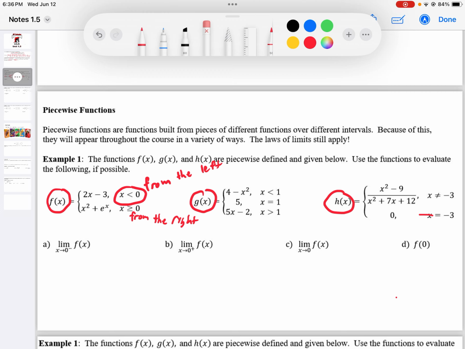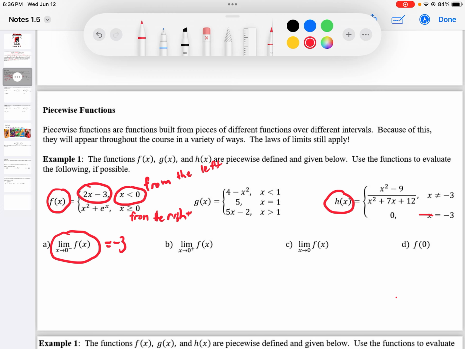So A says, what is the limit as x approaches 0 from the left of the f function? This is from the right. So if I want to find out this, I'm just going to plug in 0. If I want to look at the limit of the function as x approaches 0 from the left, I'm going to plug in 0 here. So 2 times 0 would be 0, and then 0 minus 3 would give you negative 3.